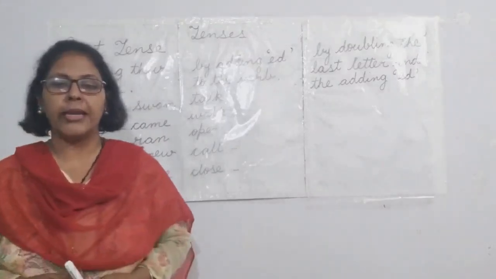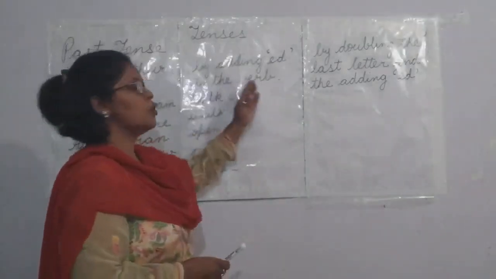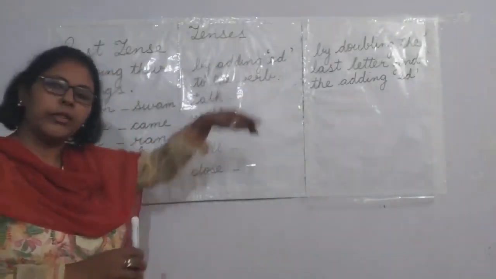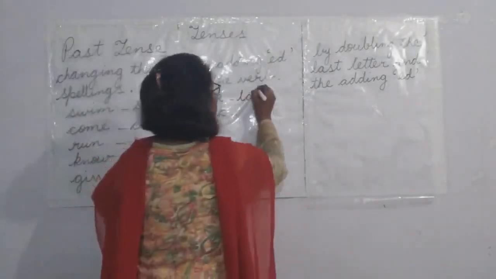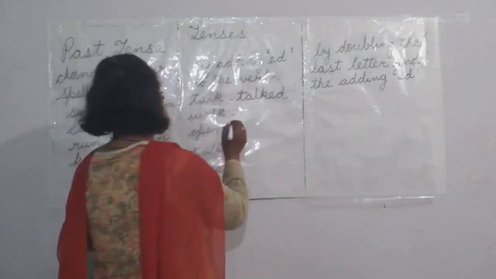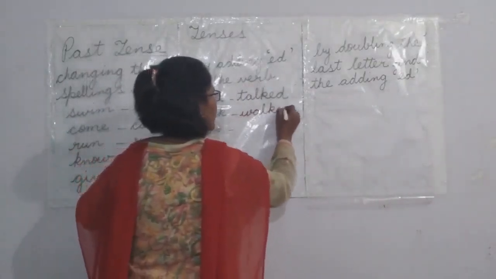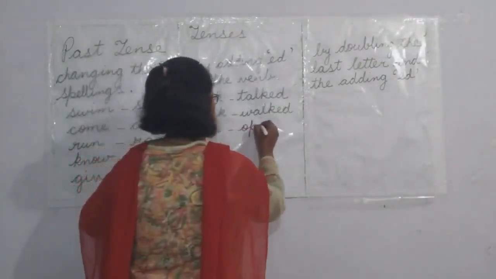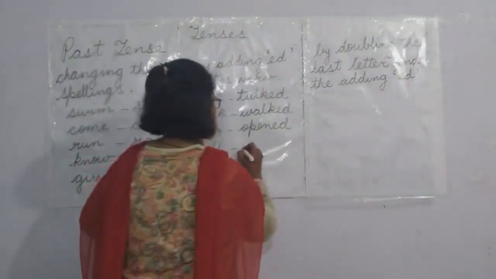Next one, by adding ed to the verb. Here we have by adding ed to the verb. Now, same way we'll write the same spelling with ed. It is written here, talk. Talked. We have to put the same spelling with ed. Next one, walk. Walk, then ed. Walked. Open. Again ed. Opened. Call.